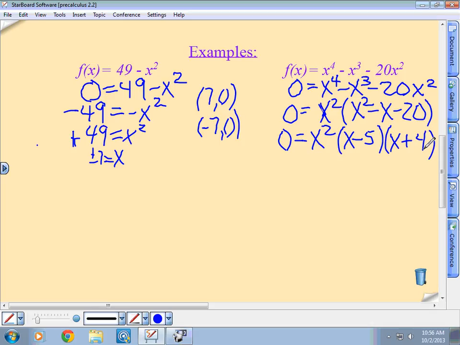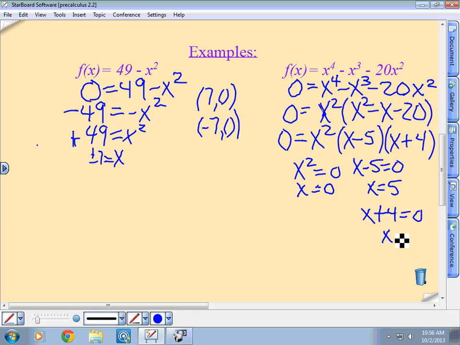And so now we have x squared times x minus 5 times x plus 4. For these to be 0, we're multiplying those, so any of those can be 0. So x squared equals 0, so x could equal 0. X minus 5 could equal 0, where x would equal 5. And x plus 4 could equal 0, so x could equal -4. So my zeros are (0, 0), (5, 0), and (-4, 0).